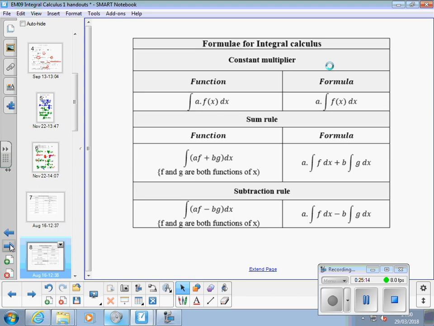Alright? And then the subtraction rule: if you're going to subtract, then we take the integral of the first one, minus the value of the integral of the second one. And those are formulae for calculus you need to remember.